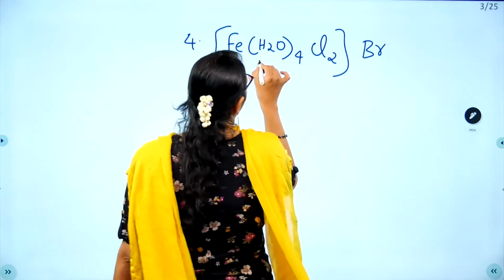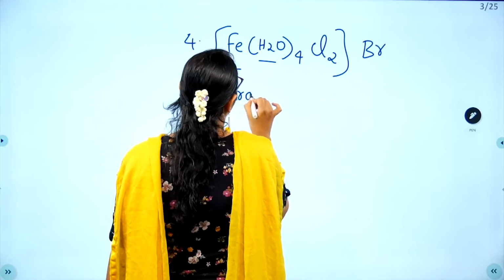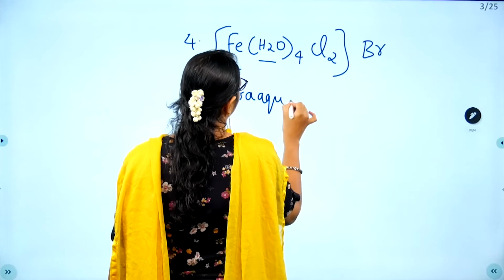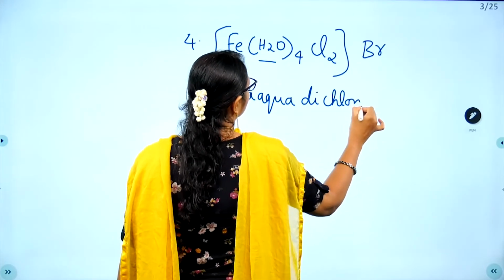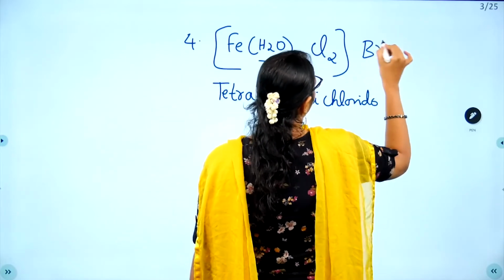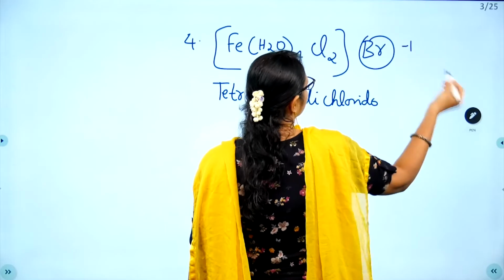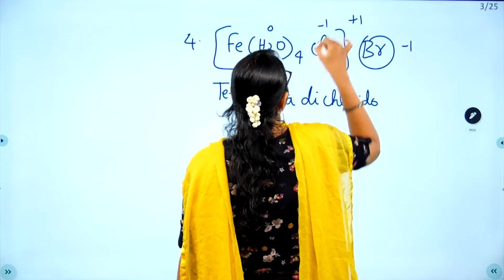So you have aqua, right? So aqua, tetra aqua, dichlorido, tetra aqua dichlorido. Now this is -1, right? So charge on the complex is +1. This is 0. This is -1 charge.